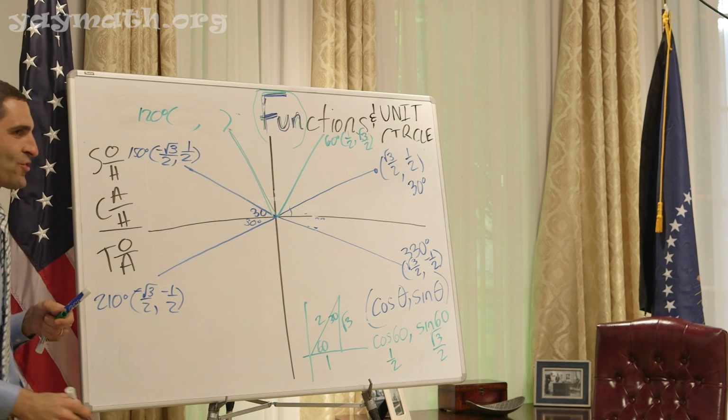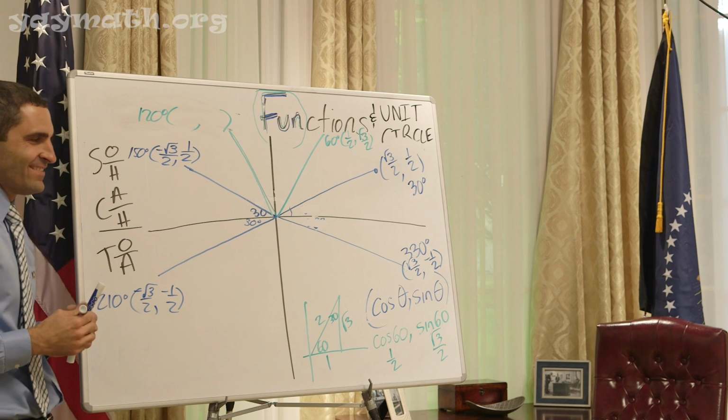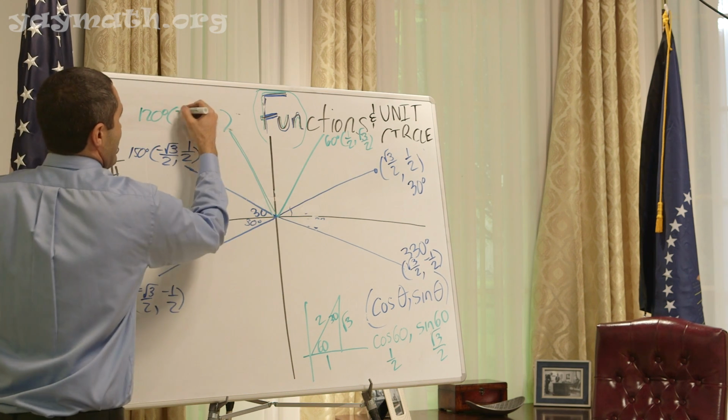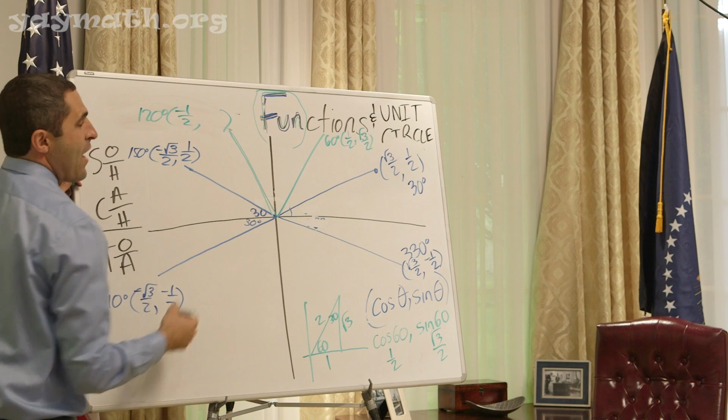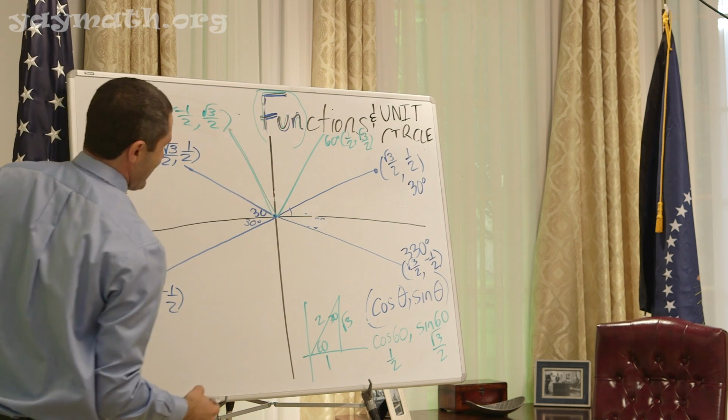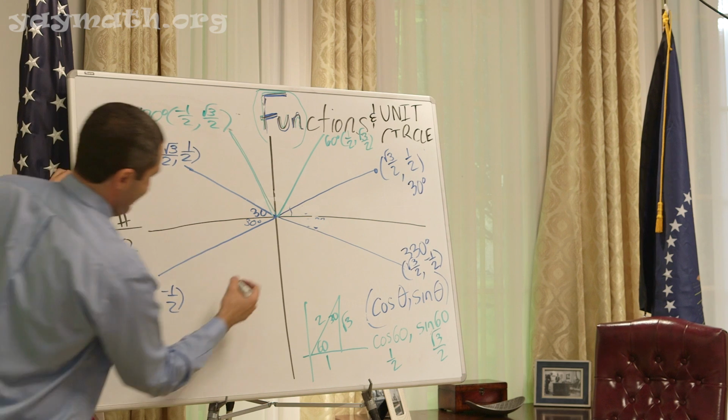All right. What is the cosine of 120? Negative 1/2. X is negative. What's Y? Positive root 3 over 2. Excellent. Let's go to quadrant 3.